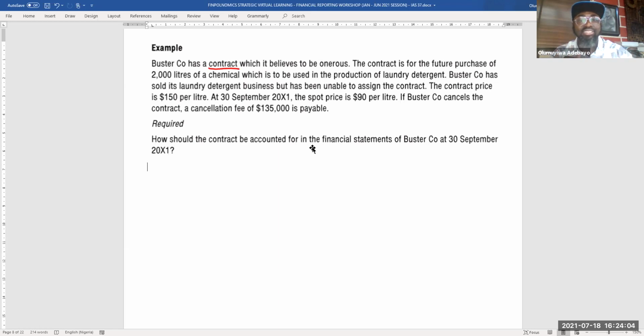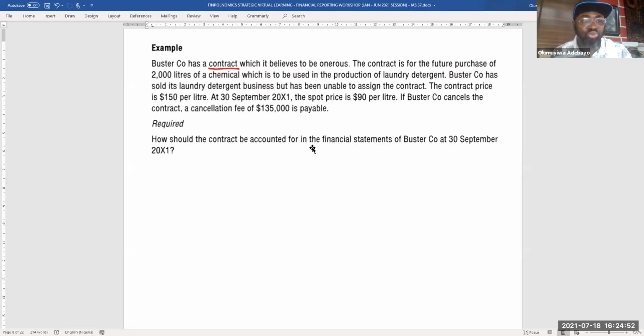Now, as time goes on, I discovered that the business line to which I needed that chemical as a raw material is no longer profitable, no longer viable, no longer sustainable. Therefore, I discontinued that business line, which then means that I no longer need that chemical. But the problem is I must take that chemical and pay, because somebody else has committed to produce that chemical. And the contract is binding on me to take 2,000 liters at an agreed price, which is a forward price, if you remember our discussion on forward price, of 150 naira per liter.